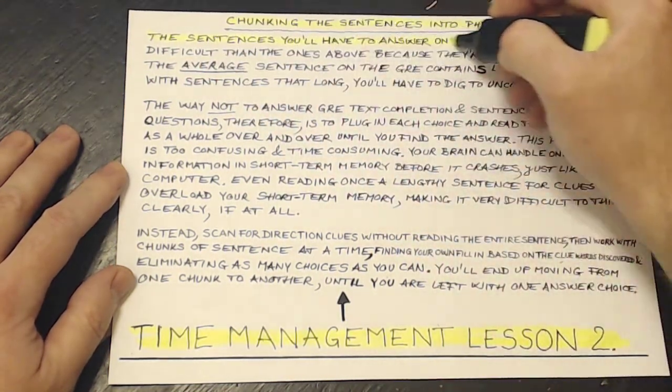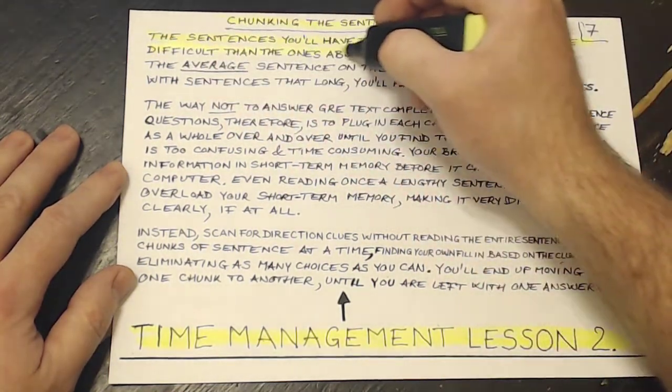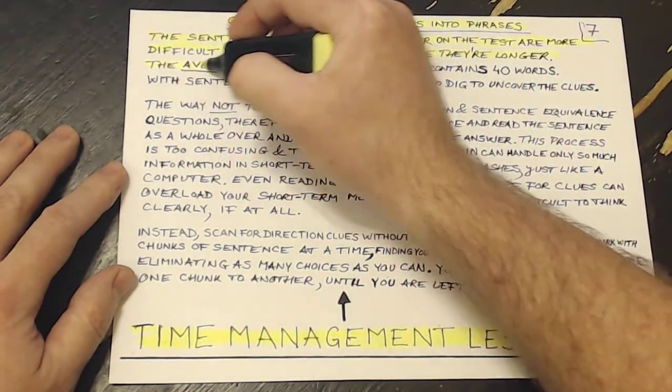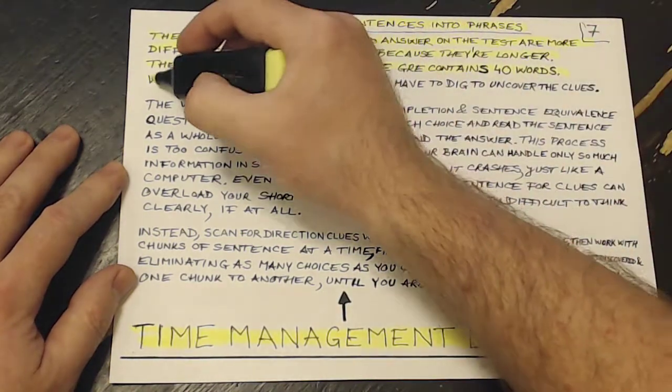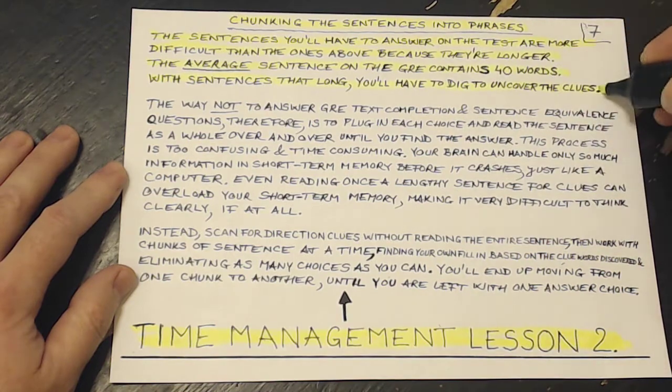the sentences you will have to answer on the test are more difficult than the ones above because they are longer. The average sentence on the GRE contains 40 words. With sentences that long, you'll have to dig to uncover the clues.